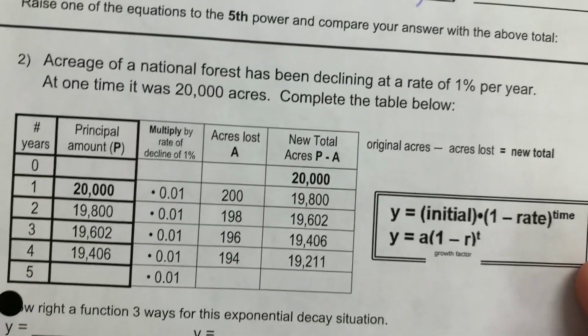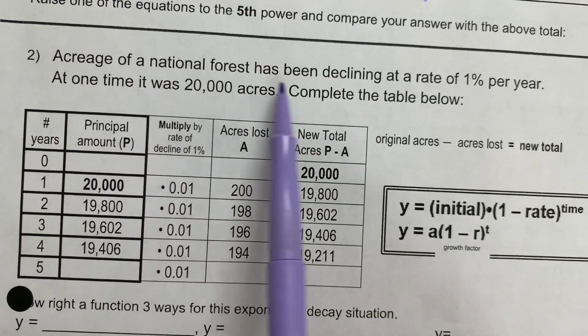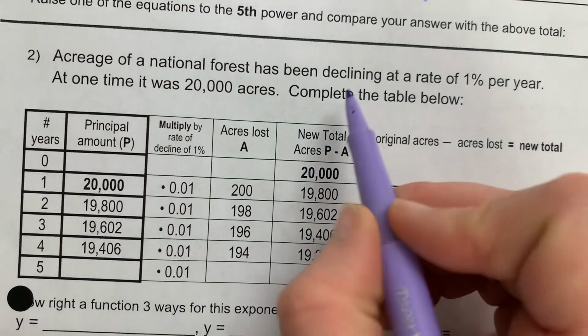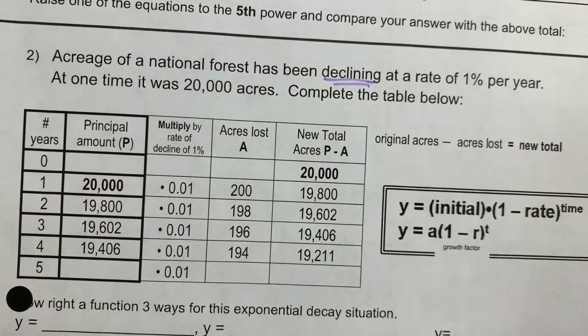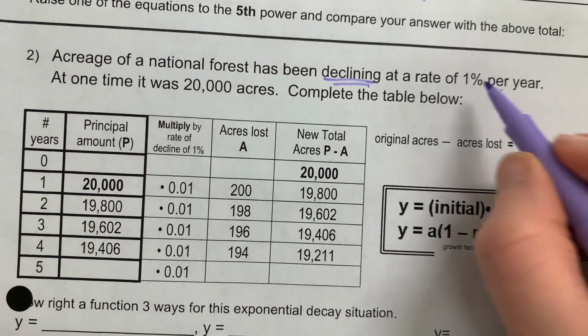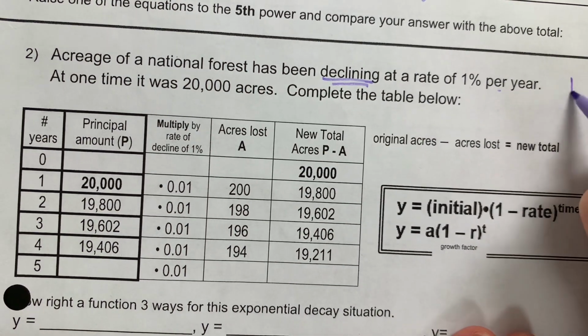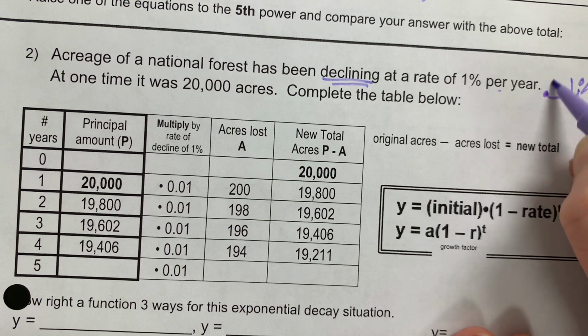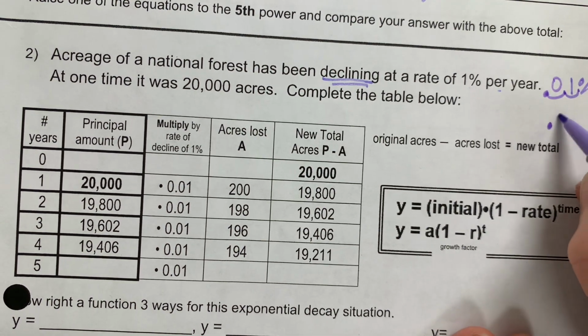All right, let's look at it decreasing. The age of the national forest is declining. That means we're going to subtract it from 1, at 1% each year. So we're going to take 1% and change it to a decimal. So here's 1%. We're going to move the decimal place over 2 times. And as a decimal, that is 0.01.